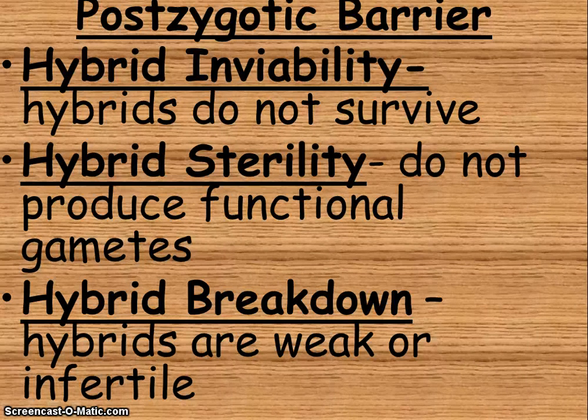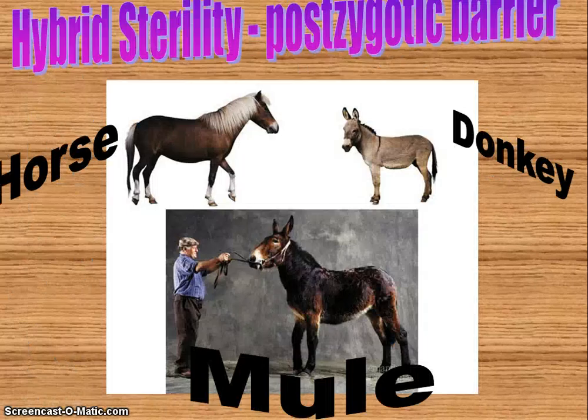So as far as this goes, this meant that the two different species did have a chance to mate, and their offspring is called the hybrid. So it could be inviable, not surviving. It could be sterile and cannot reproduce on its own, or it could be what's called hybrid breakdown, which is very weak and very infertile.